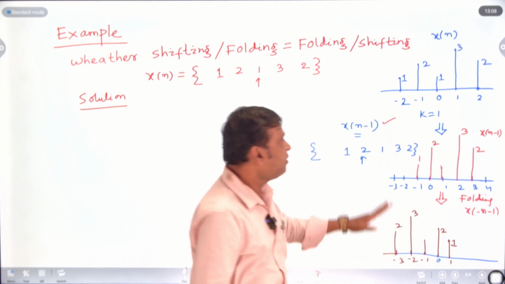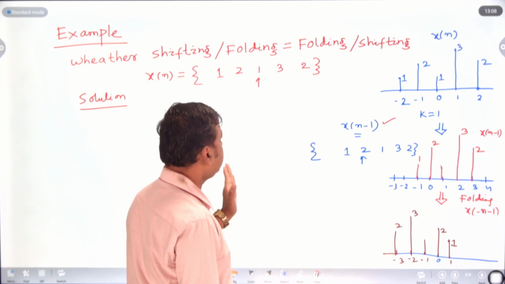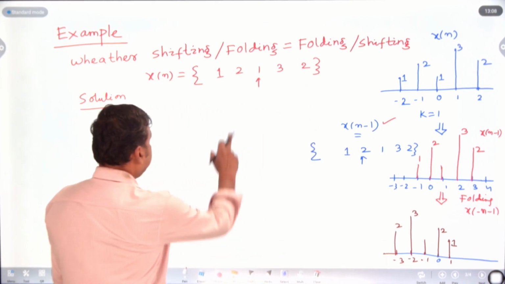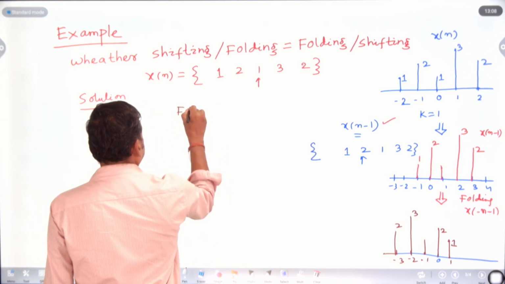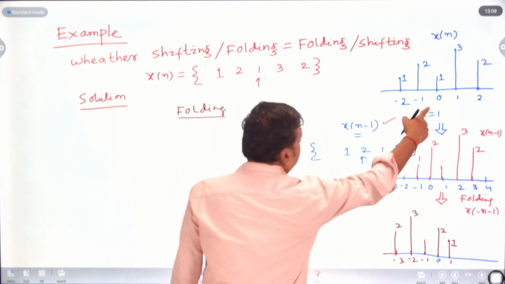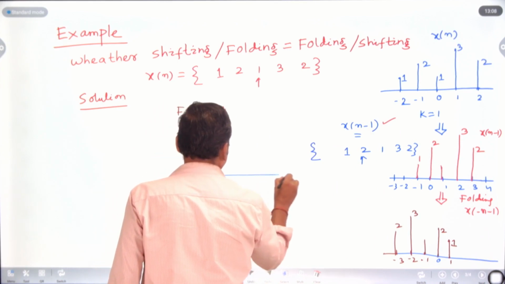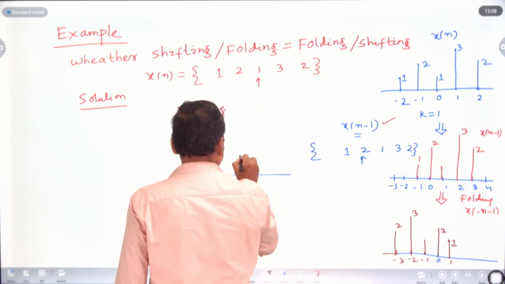Okay. So this is your shifting, then folding. If you reverse it, what happens? x of n is given, first of all you will fold it. If x of n is given, then first folding. Folding means what? Whatever n equal to 0 stays as it is, n equal to 0, that is 1 here, like this, 1.